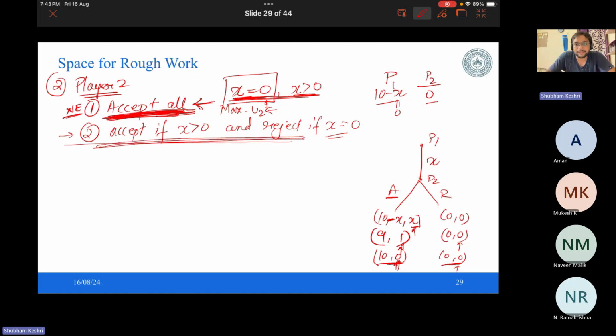All right, you can just unmute yourself. So this is not accept all. This is accepting the offer which is given by player 1, whatever offer it is. Right? This is not accept all.